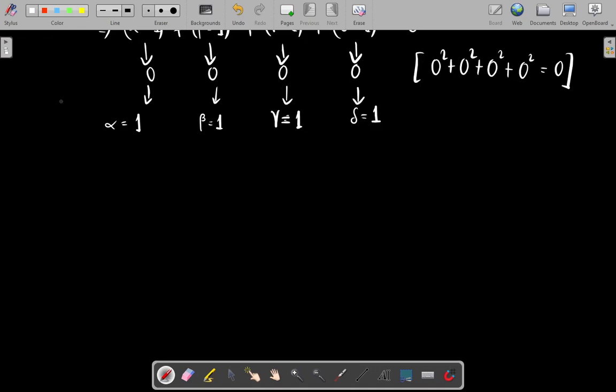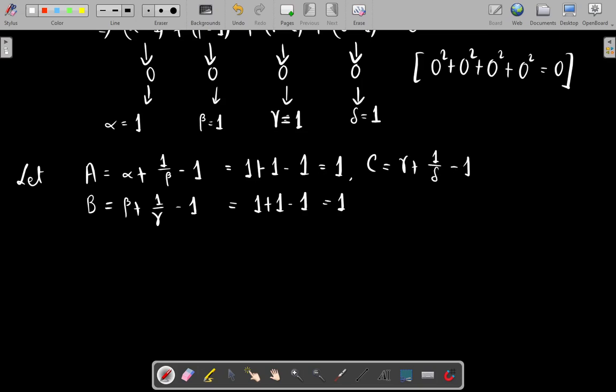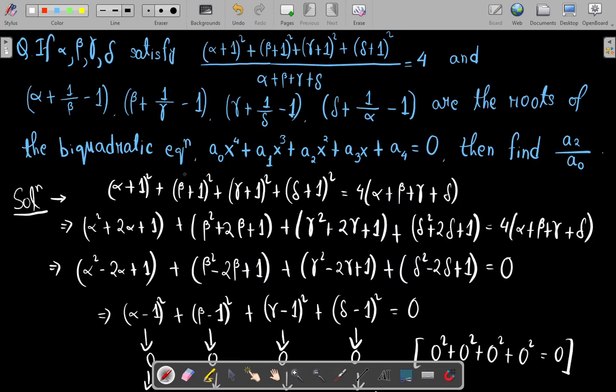Now the roots are, let's say, capital A is α + 1/(β−1). Plugging in these values, this is 1 + 1/(1−1)... rather, as computed in the solution, this is 1. Similarly, capital B = β + 1/(γ−1) is 1 + 1 − 1, which is 1. Capital C = γ + 1/(δ−1) is 1 + 1 − 1, so this is also 1. And lastly, capital D = δ + 1/(α−1) also becomes 1. So we see all the roots of this biquadratic equation come out to be 1.